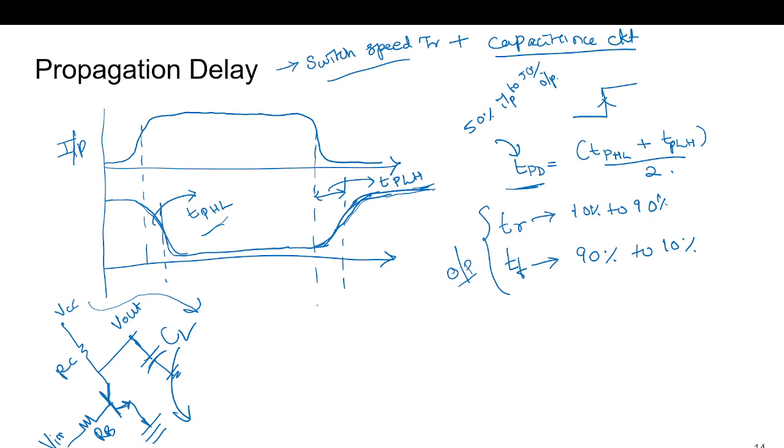TR is the rise time, the time taken by the signal to rise from 10% to 90%, and this is the fall time, the time taken by the output signal to discharge from 90% to 10%.